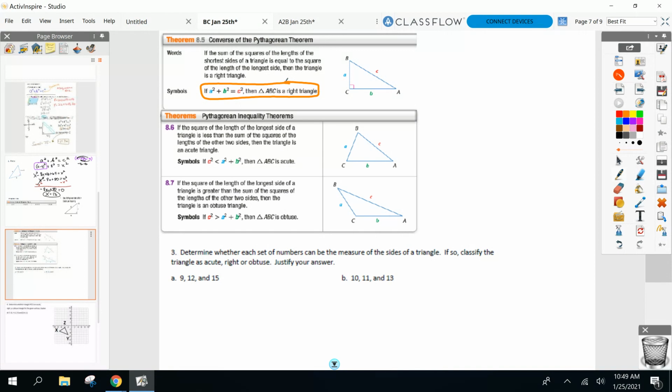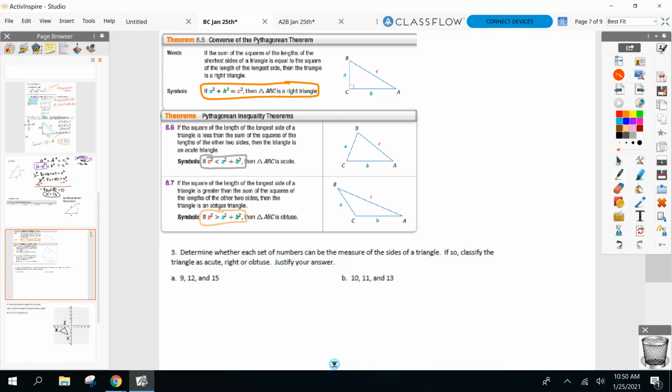Right triangle. Makes sense. All right, well, what if they're not equal? What if the a squared plus b squared side is actually bigger than the c squared side? So a squared plus b squared, I get a number. C squared, I get a number. What if the a squared plus b squared side was bigger? That triangle's acute. That's going to be an acute triangle. And then the opposite, if I do a squared plus b squared and it comes out to be less than the c squared value, we say it's obtuse.